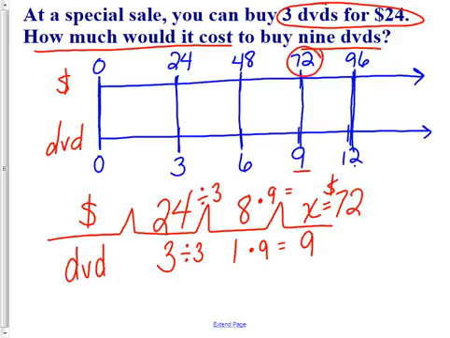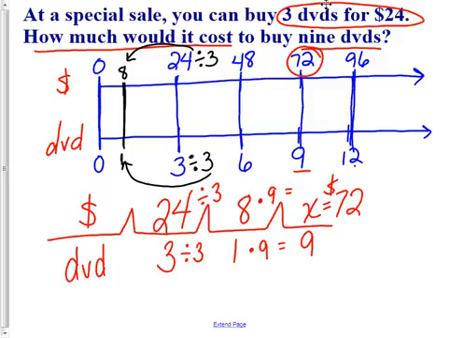So it's going to be $72. Interestingly enough, I could also, if I wanted to, find the unit price using this diagram because I could say, well, 3 divided by 3 is 1, and 24 divided by 3 is 8. So I could show one DVD costs $8.